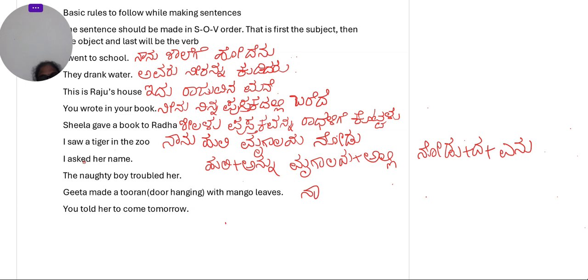So nanu remains as nanu. Then huli plus annu. Whenever a word is ending with the swara sound E, as huli is, when you add annu to it, it will become yannu. So nanu huliyannu. Then mrugalaya and alli we are adding. Now mrugalaya is ending with the sound A, and when you add alli to it, it becomes dalli. So mrugalayadalli.